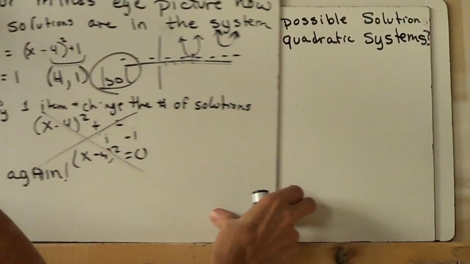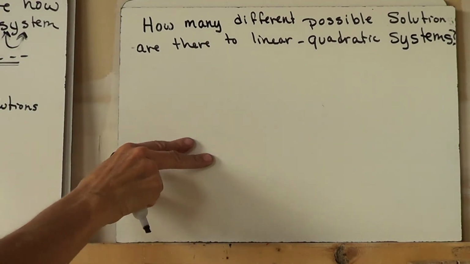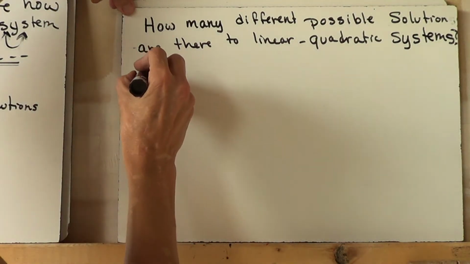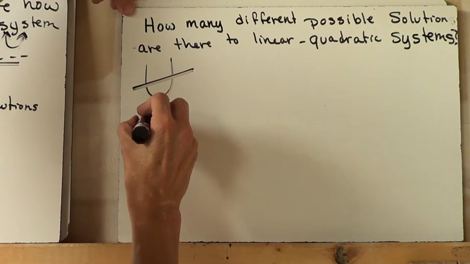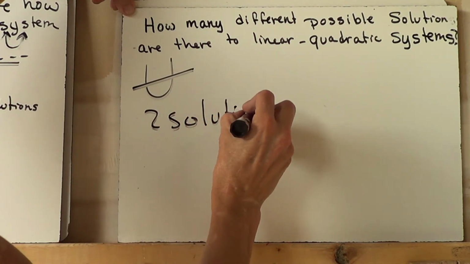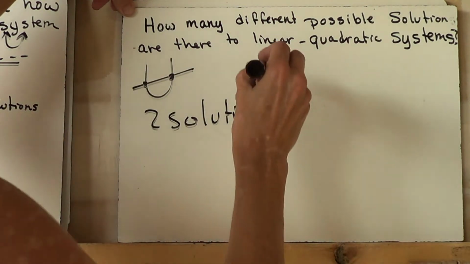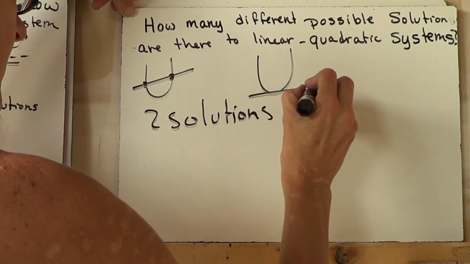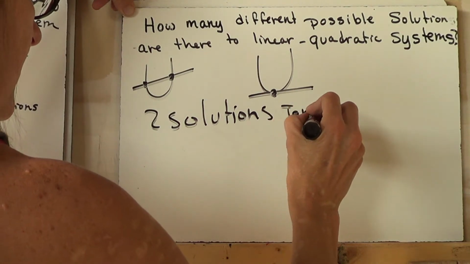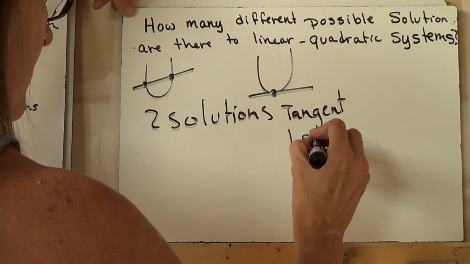Okay? Make sense of that. Ask questions if it doesn't make sense. How many different possible solutions are there in linear quadratic systems? We just showed you there's 2 solutions, when it intersects going across the U. Or there could be 1 if it's tangent. In other words, it just touches the curve. So that's 1 solution.